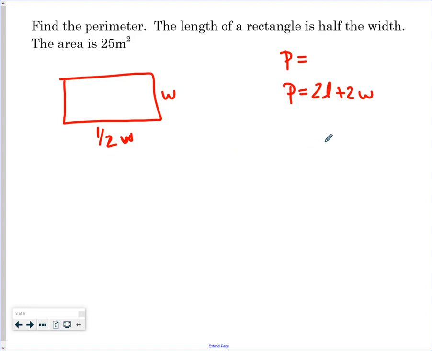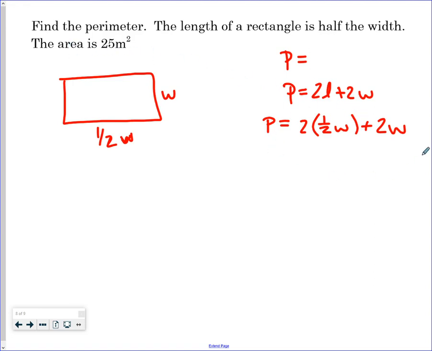So I can fill that in here, right? P equals 2, what did we call L again? Yeah, that one, right? 1/2 W or W over 2, whatever you're more comfortable with, plus 2W. Does everybody understand that? I'm stuck though, right? I can't solve with two variables. So I could keep going if I want to, but I'm going to get stuck anyway. So what that means is they've probably given me some information I haven't used yet. What did they give me that I haven't used? The area, this part, right?